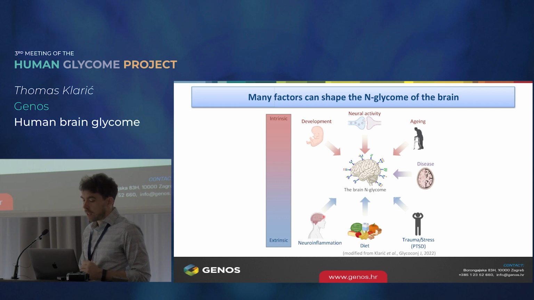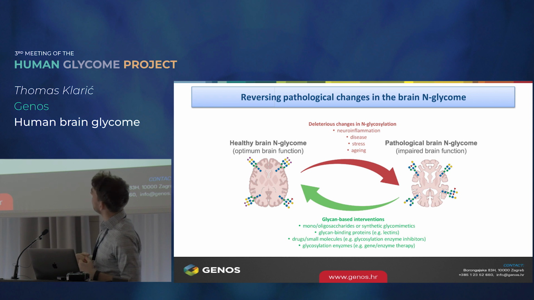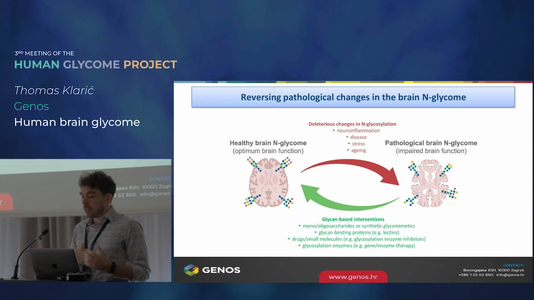And this knowledge that the brain N-glycome is malleable and responsive is kind of like a double-edged sword. Because on the one hand, in the context of pathology, it can be a bad thing, because we know that there are certain triggers or certain stimuli which can negatively impact the brain N-glycome and lead to pathology and impaired brain function. So that's the bad side.